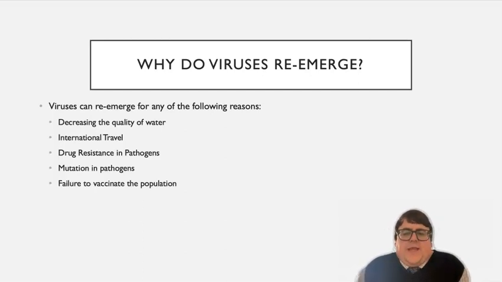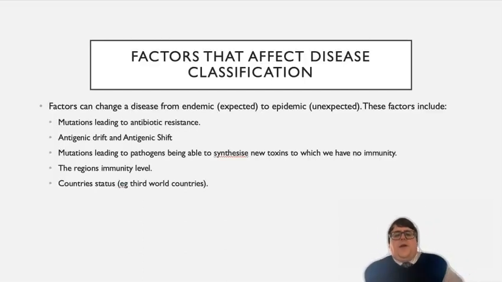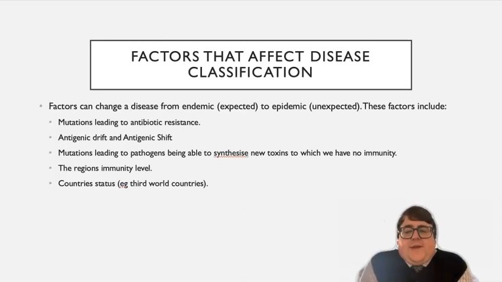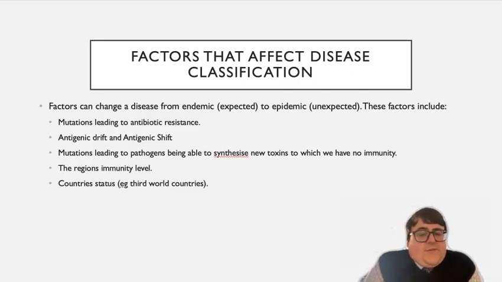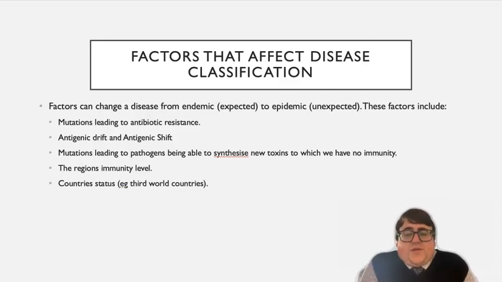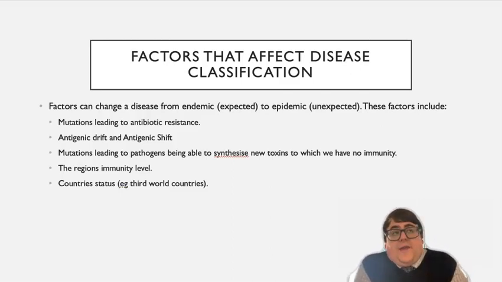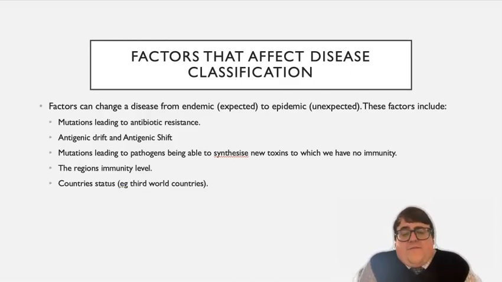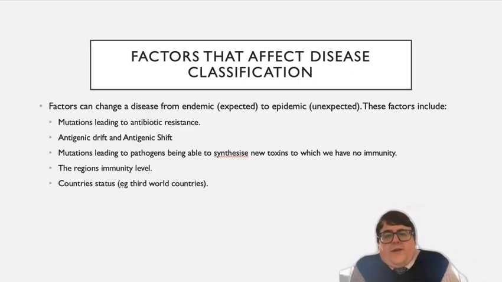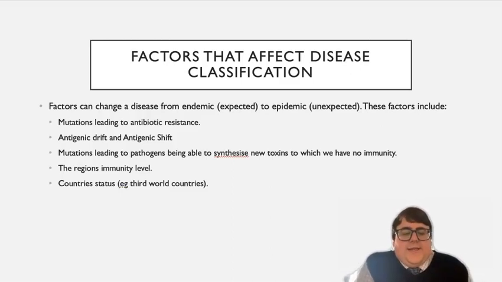Now, how do we classify diseases? How can we change a disease from endemic, which is expected, to epidemic, which is unexpected? That could be because we've had disease mutating because of antibiotic resistance. We could have had antigenic drift or shift. We could have had mutations from pathogens that are now able to produce new toxins which we don't have immunity to. The immunity level could be dropping because of the lack of faith in vaccines, and you could be having more third world countries with less sanitation.